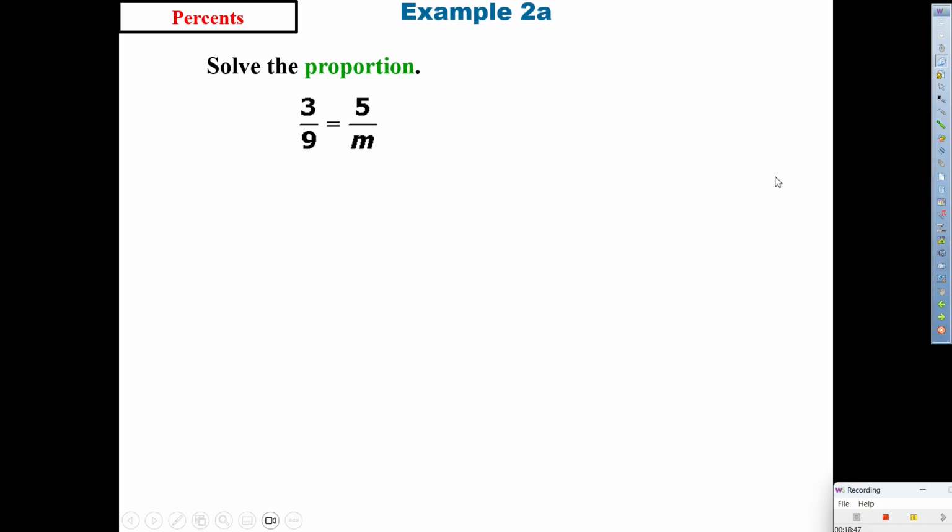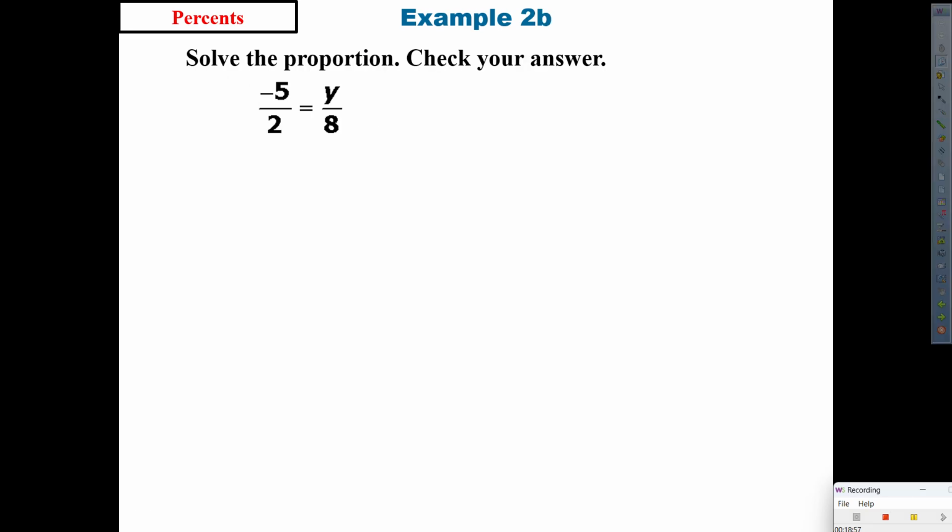Example 2b. Copy this one. Negative 5 over 2 equals y over 8. Once again, they're asking us to solve the proportion. What is a proportion, Sean? Ooh, Sean from the corner. That is correct. And it looks like Camila is almost done with that one. Very good, Camila. All right, but let's pass it to Lali. What do I do? Go.